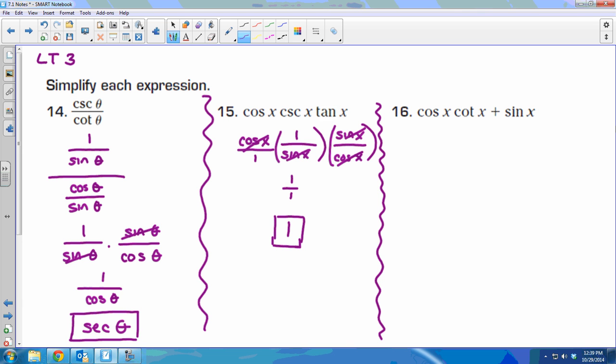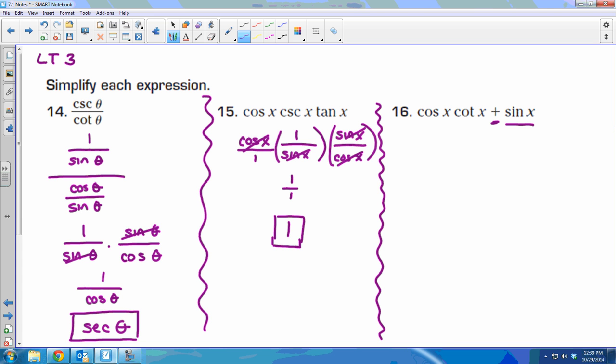All right, so I have cosine x times cotangent x plus sine x. There's a plus sign in this one, so I'm going to leave the sine x alone for a second, because if there's a plus sign, I can't just cancel stuff out. It's not being multiplied by everything else. So a cosine x and a cotangent x.